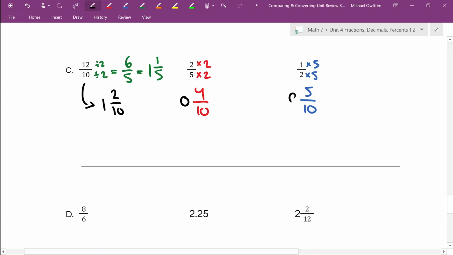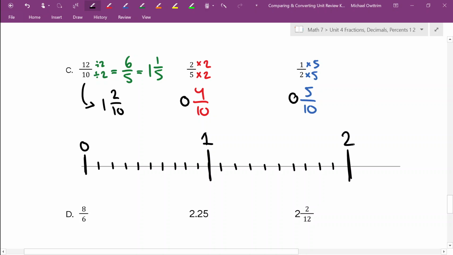Our smallest whole number is 0 with these proper fractions, so let's set up a 0 tick. Then we need 10 ticks up until and including the next whole number. So 1, 2, 3, 4, 5, 6, 7, 8, 9, 10 is the next whole number. And again 1 through 10 is the next whole number.